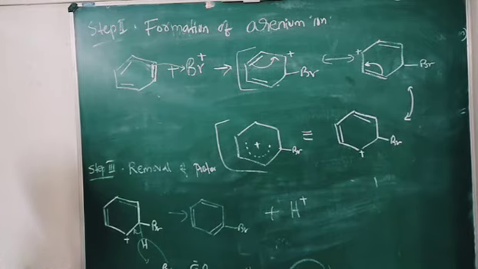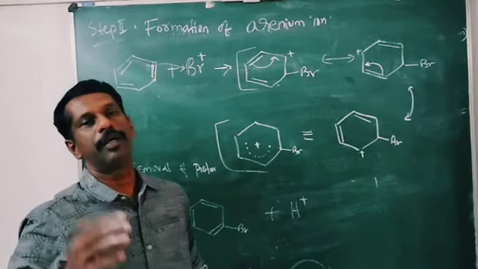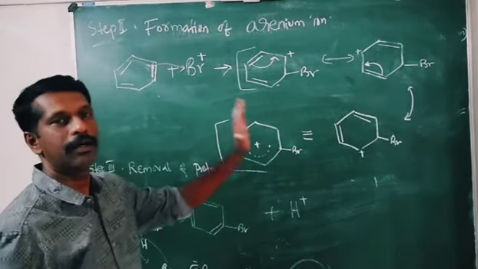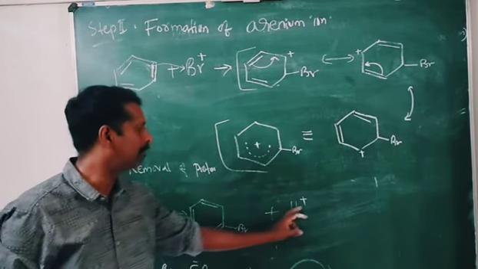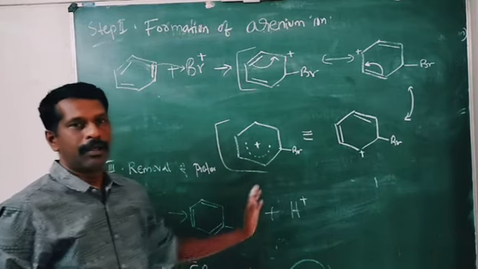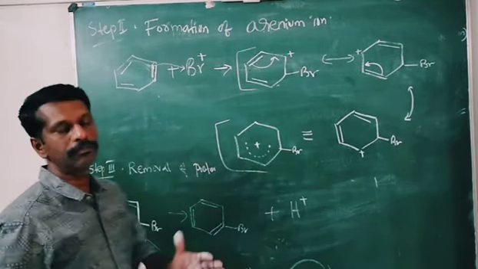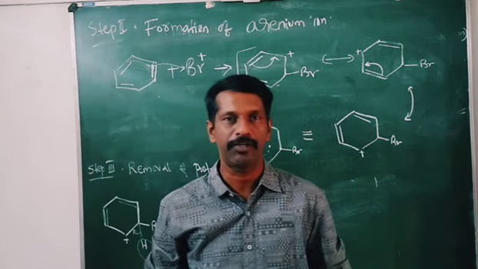This is like a catalyst. We get back our FeBr3, which we used in the first step. And during this reaction we get bromobenzene plus H plus, which means that is actually HBr. That's all. This is the mechanism of halogenation, particularly the mechanism of bromination. Okay, thank you.